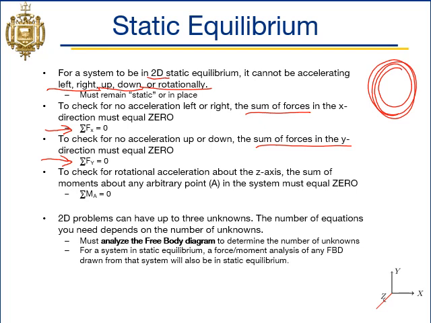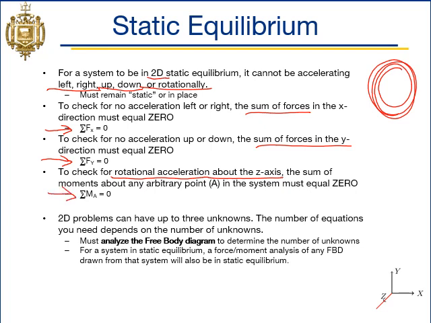Our third condition for static equilibrium is to make sure we're not experiencing any rotational acceleration about the z-axis. Our z-axis is the one that sticks out of the computer screen. We want to make sure it's not rotating like the circles I've drawn above, about that z-axis. So we're going to say the sum of moments about any arbitrary point in the system must also equal 0. That's this third equation here.